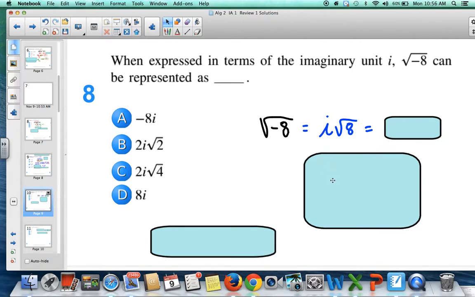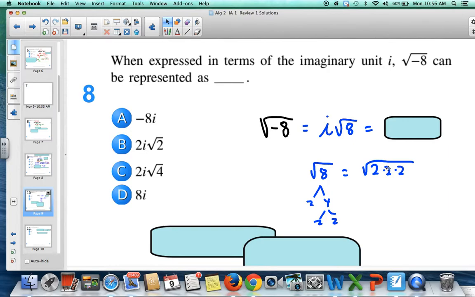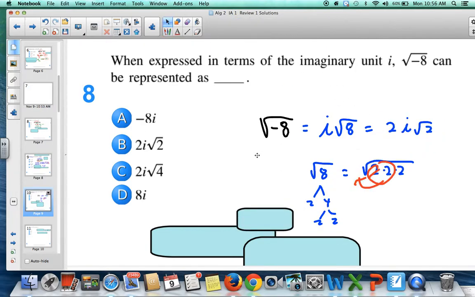So now I have to break down the square root of 8, and 8 is 2 times 2 times 2. So these guys are going to come out. One cancels, one comes out, and then I'm left with this. This is my answer. So there we go. Okay, number 9.